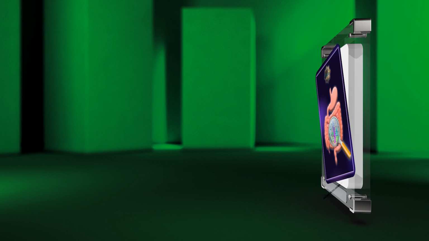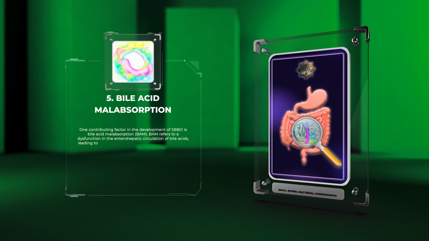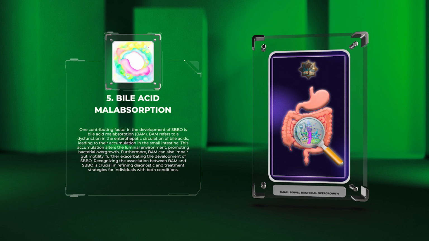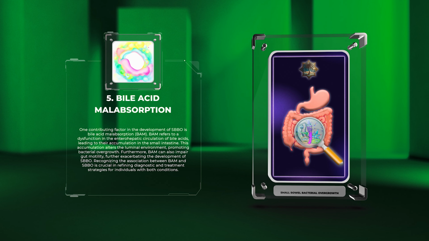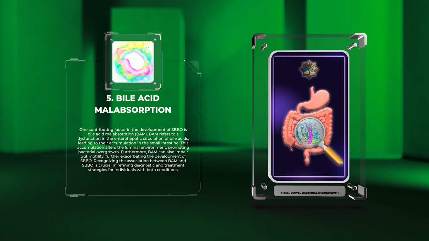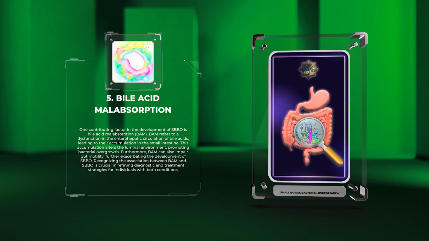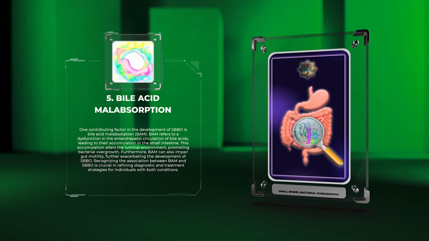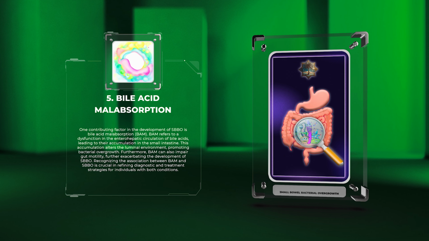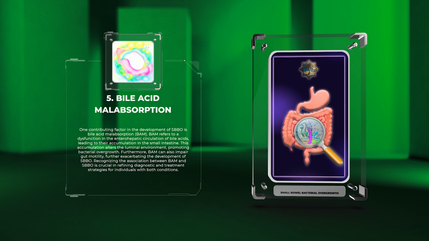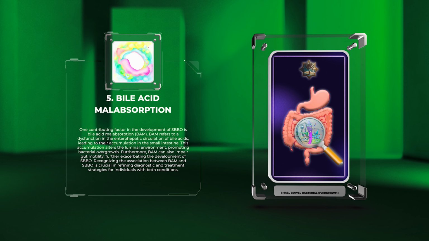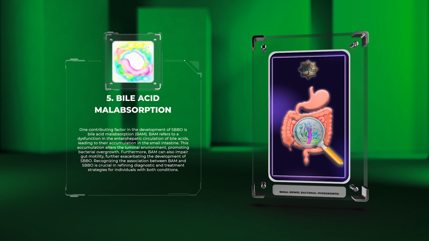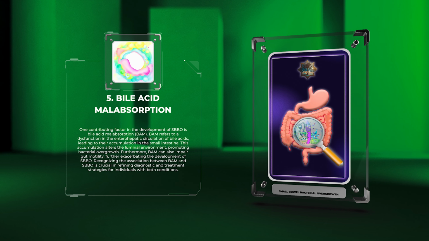One contributing factor in the development of SIBO is bile acid malabsorption, BAM. BAM refers to a dysfunction in the enterohepatic circulation of bile acids, leading to their accumulation in the small intestine. This accumulation alters the luminal environment, promoting bacterial overgrowth. Furthermore, BAM can also impair gut motility, further exacerbating the development of SIBO. Recognizing the association between BAM and SIBO is crucial in refining diagnostic and treatment strategies for individuals with both conditions.